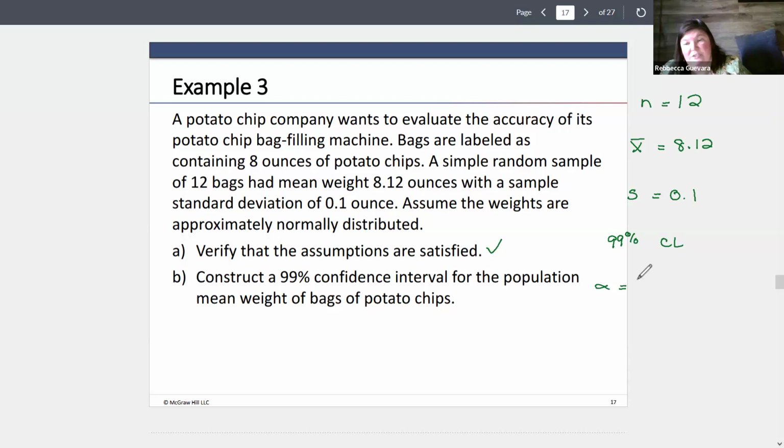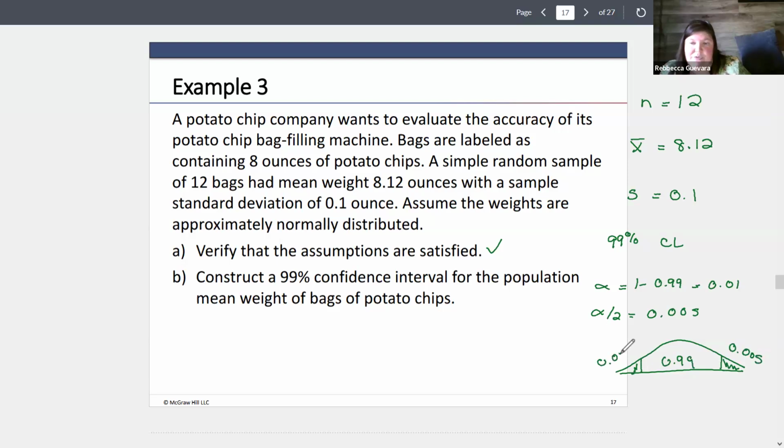So alpha is going to be 1 minus 0.99, which is going to be 0.01. Half of alpha is going to be 0.005. So when we're looking at the distribution, what's left in these tails, this is 0.99, then we have 0.005 here, 0.005 here. So we're looking for t of 0.005.